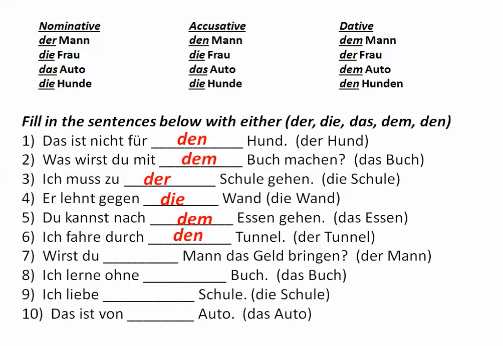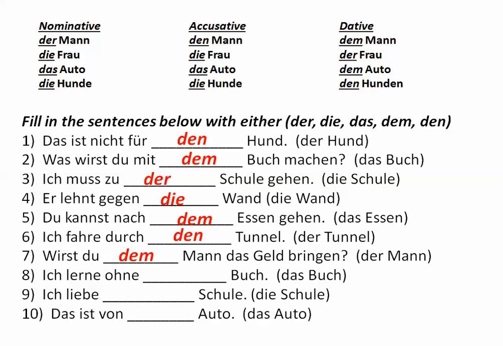And number 7, we don't have any prepositions, so now you have to say, okay, what's the main verb in this sentence? So if I put this in English, will you bring the man the money? What are you bringing? The money, that's the direct object or accusative. You're bringing it to the man, who is the indirect object or dative, so it's dem Mann, das Geld bringen.